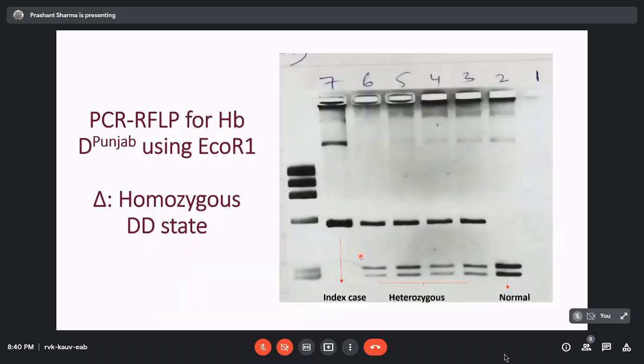This is another PCR RFLP for HBD Punjab. In this one, there is a loss of restriction site. So the normal has two smaller bands, and the homozygous person is going to have a single band which didn't get cleaved by the EcoR1.